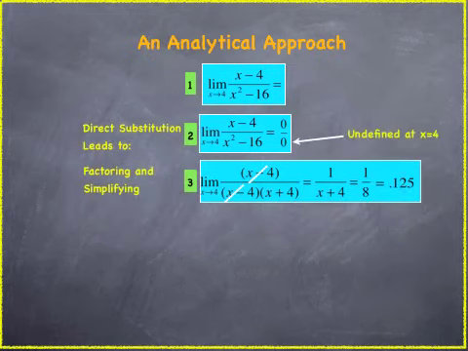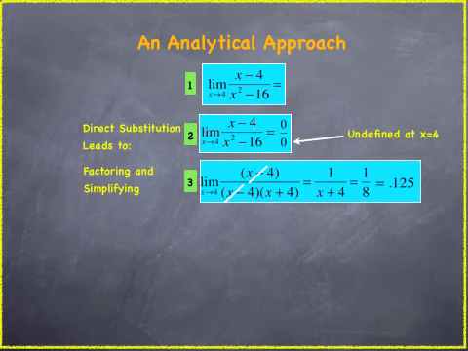Now we're going to do an analytical approach as our last approach. Same problem. What is the limit as x approaches 4? So this is more algebraic. In item 2, we're going to first do what we call direct substitution. We're going to replace the x with 4. And unfortunately, in this case, we have something that's undefined, zero in the denominator. So we have to take a different tack.